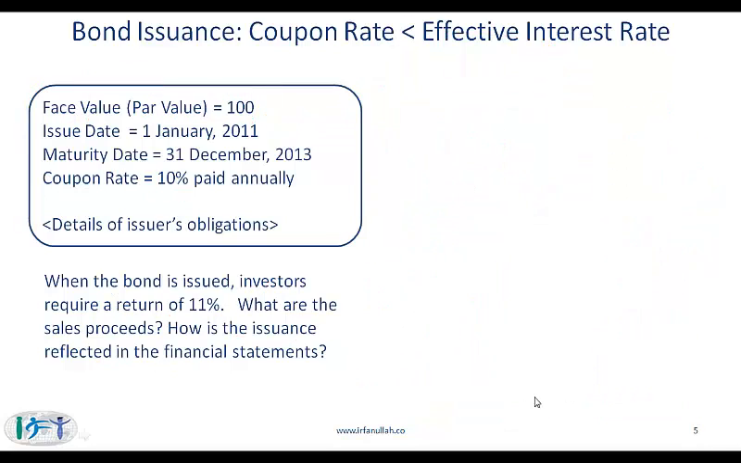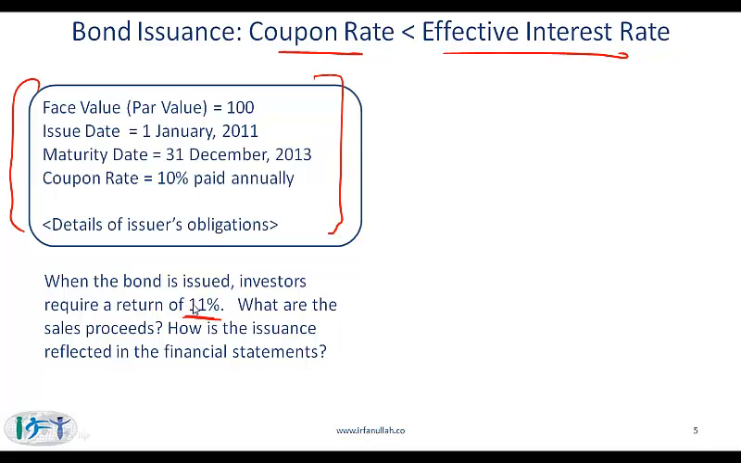All right, now let's look at another scenario where the coupon rate is less than the effective interest rate. Same bond, so this information is exactly the same as what you saw on the previous slide. When the bond is issued, investors require a return of 11%. Why? Let's say that investors now perceive the company to be more risky. If an investor perceives the company to be more risky, then the investor will require a higher return. In this case, the return required is higher than the coupon rate that the investor will get.